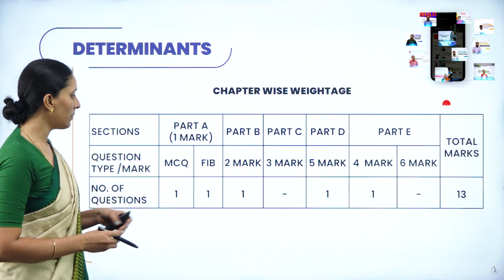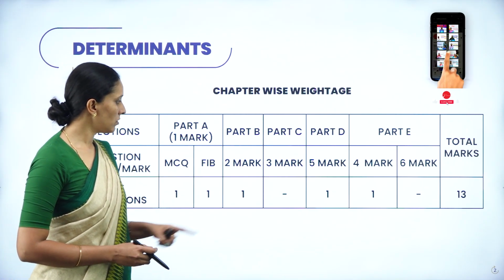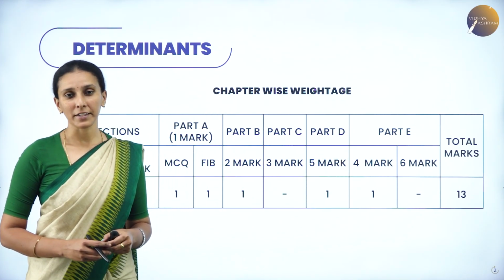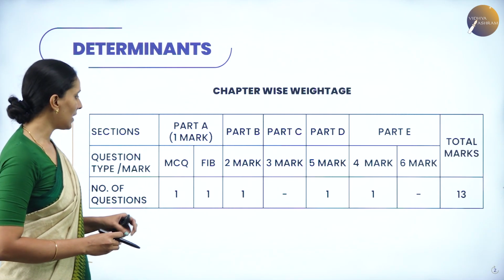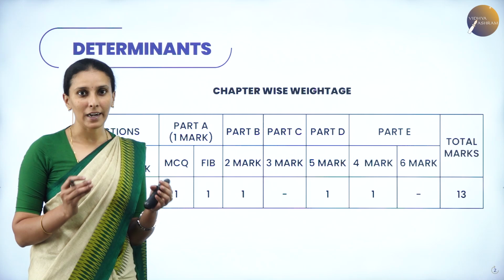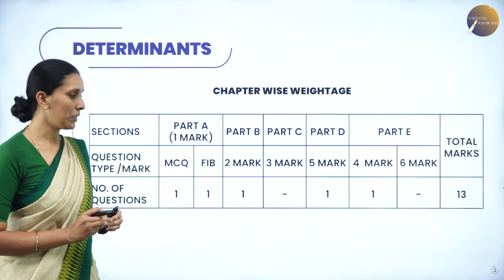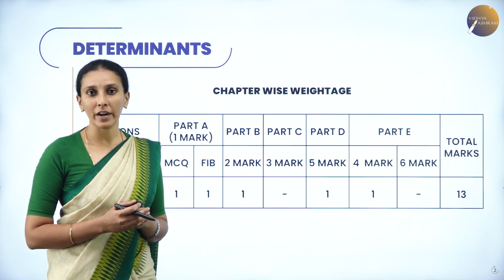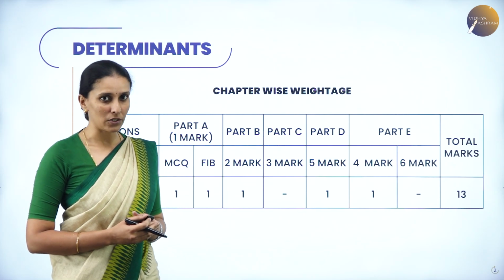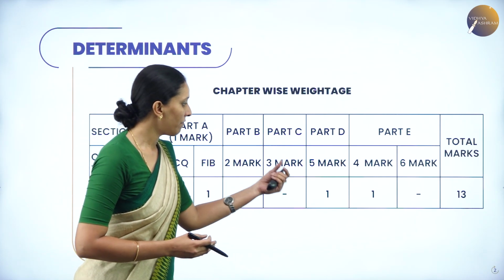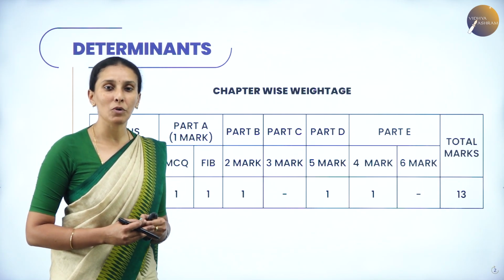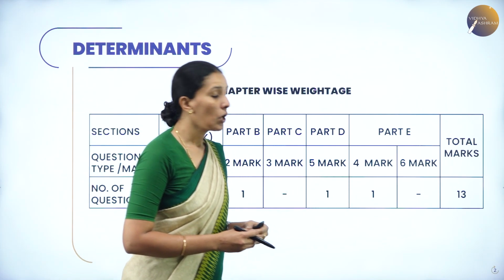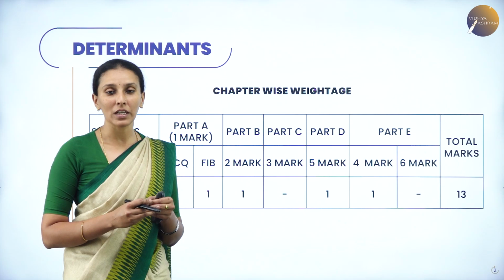So you will be having one multiple choice question, one fill in the blank question, one 2-mark question, one 5-mark and one 4-mark question. So overall, you can expect 13 marks from this chapter. Basically, MCQ and fill in the blanks will be on the definition and simple problems related to the determinants, and 2 marks is from the area of a triangle. That is, either you have to find the equation of a line or the problems related to area of a triangle using determinants, and the 5-mark question will be on the system of simultaneous linear equations by matrix method, and the last 4-mark question will be finding A inverse using matrix equation.